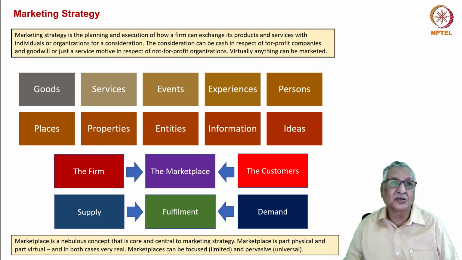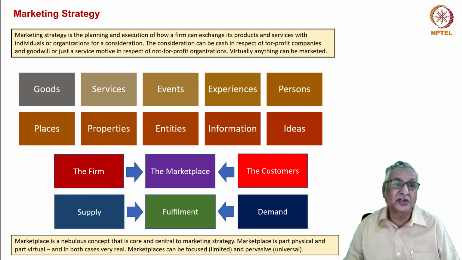Marketing strategy is nothing but the planning and execution of how a firm can exchange its products and services with individuals or organizations for a consideration. When we say consideration, it could be cash or just goodwill. Cash occurs when the consideration is demanded by and provided by for-profit organizations. On the other hand, the consideration could be just goodwill in the case of organizations which have a social purpose at their core. Another important aspect of marketing strategy is that virtually anything and everything can be marketed.